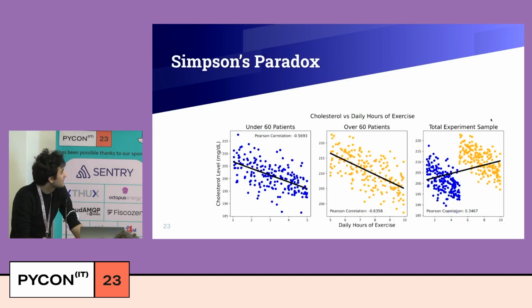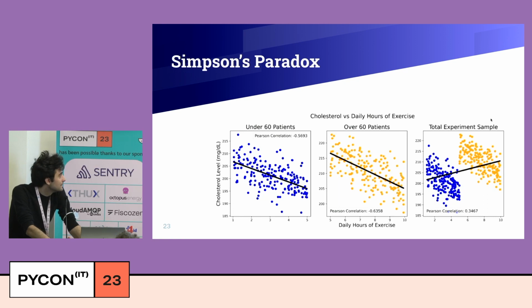So, for example, in this case, you can see a simple thought experiment where we are trying to examine how cholesterol levels can depend on how much you exercise. For this experiment, we decided to divide the sample into different categories: people that are under 60 and people that are over 60. And you can see that in both cases, under or over 60, as we increase the number of hours that people exercise, the cholesterol levels of the people go down.